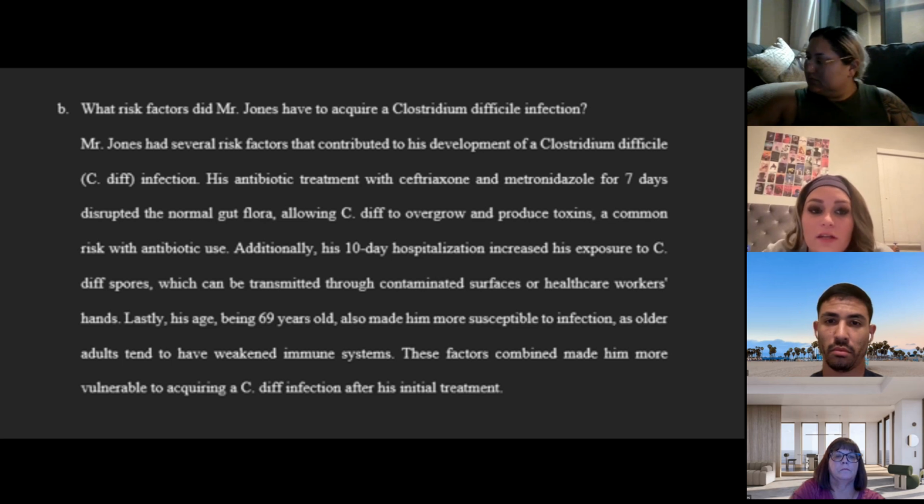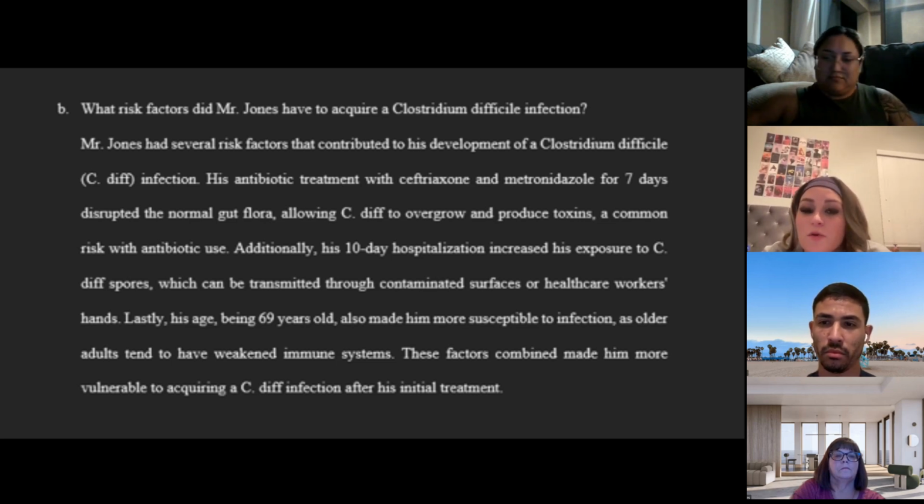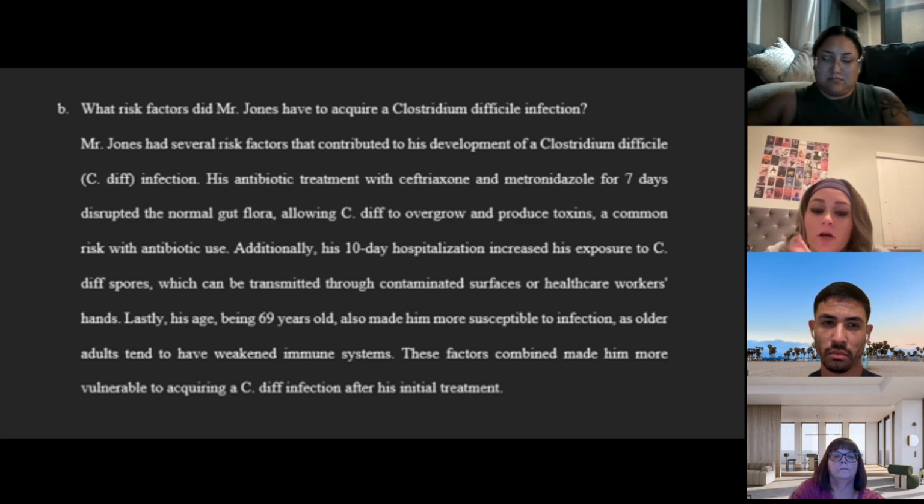The other risk factor that he had was the hospitalization. He's been in the hospital for about 10 days, and hospital environments can increase the risk of exposure to C. diff spores, which can be transmitted through contaminated surfaces or a healthcare worker's hands. And then the last factor that contributed to it was his age. At 69 years old, Mr. Jones' age puts him at a higher risk, as older adults have higher susceptibility to C. diff due to a weakened immune system.